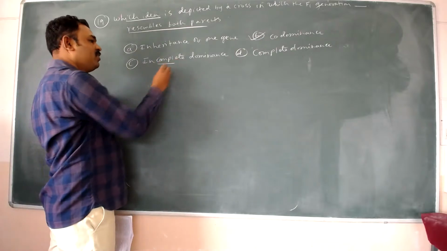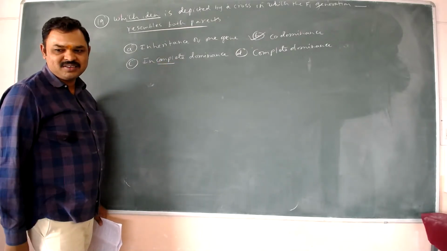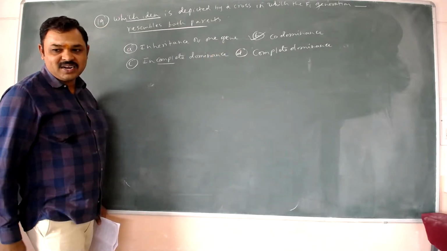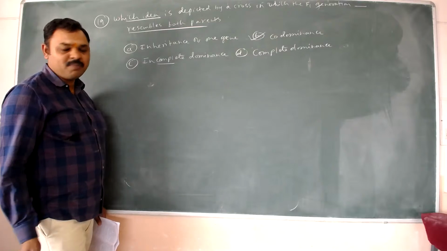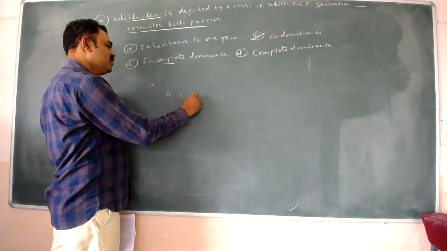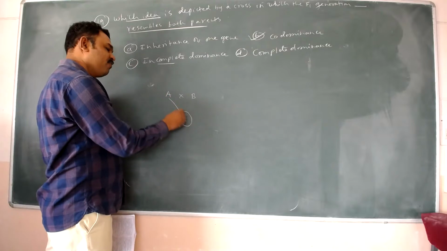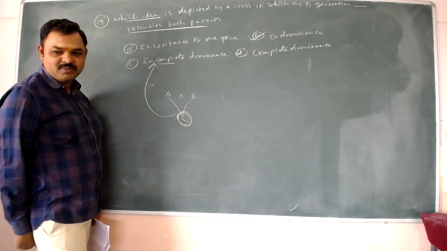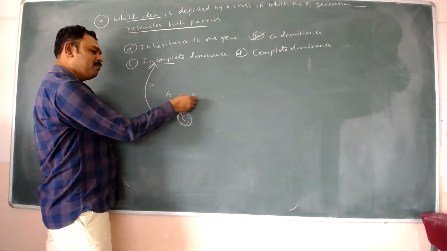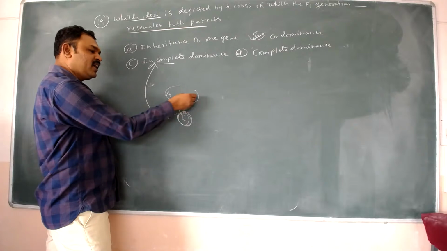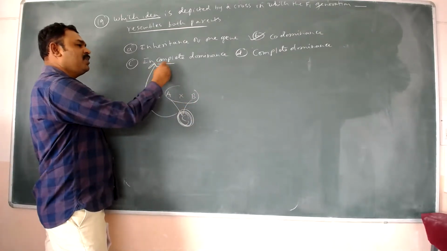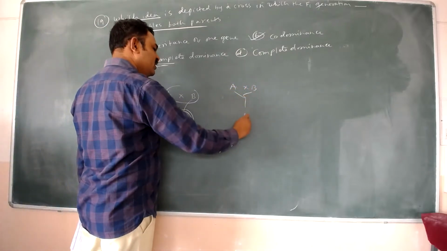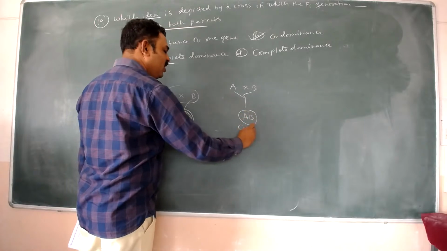Incomplete dominance means neither of the parent characters is seen. Complete dominance means either of the parent characters. Suppose parent A and parent B are there, but C comes instead of A or B. If a C character comes, it will be called incomplete dominance. Parent A, parent B, cross. There is no A parent character or B parent character, a new character is coming: incomplete dominance.